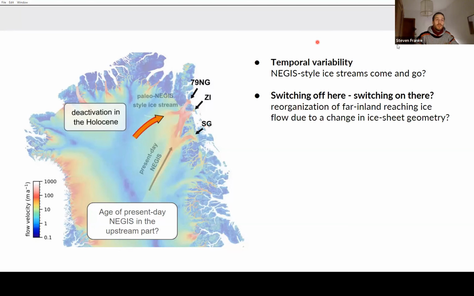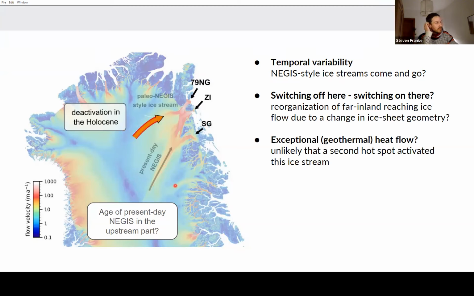The second thing, which contains a bit more interpretation, is that if we combine the Holocene deactivation of this paleo ice stream with some other research that is not published at the moment, where we find indications that the upstream part of Negus is also relatively young, so 2,000 to 4,000 years old, we could think about some sort of switching mechanism, which may be, for example, related to a change in the ice sheet geometry, that something shut down here at some point and possibly reactivated or activated Negus in the upstream part.